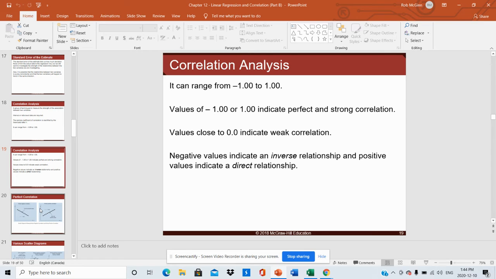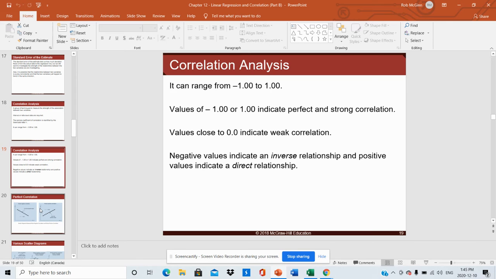Values of -1 or +1 indicate perfect and strong correlation. The closer the value is to 0, the weaker the correlation or weaker the relationship between the two variables. If we get a negative value, it indicates an inverse relationship, and positive values indicate a direct relationship. So if we get a negative value, we're going to get a downward sloping line. And if we have a positive value, we'll get a positive sloping line.